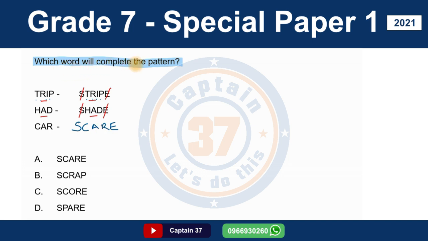Which word will complete the pattern? That's the pattern. The word that's going to complete this particular pattern is the word scare. Therefore, the answer to this particular question is A.